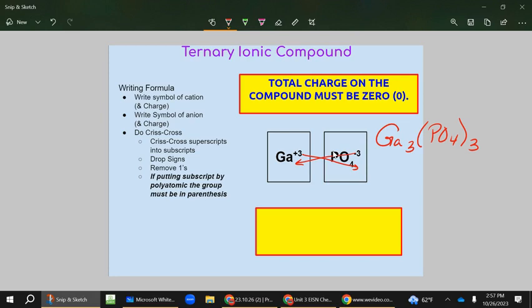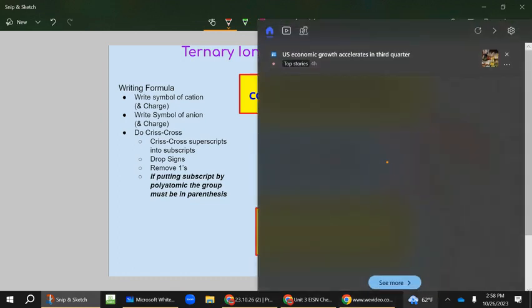You've got to simplify. Here's where we talked about. We are simplifying, not anything inside the parentheses, the number outside. Since they're both 3s, we can simplify. So what happened to the parentheses? Well, we don't need them now because we're not putting a number by the PO4 group.